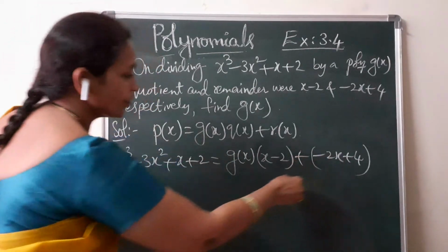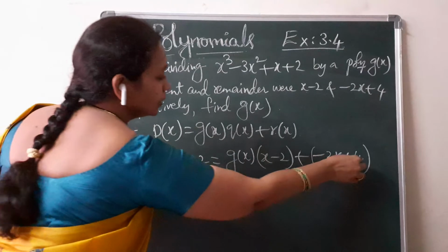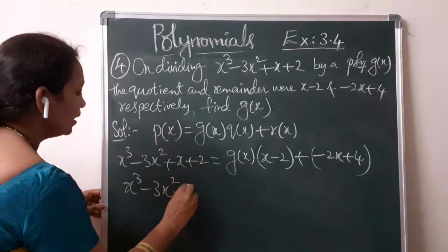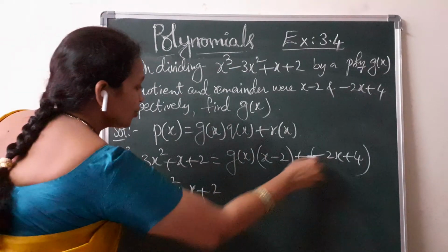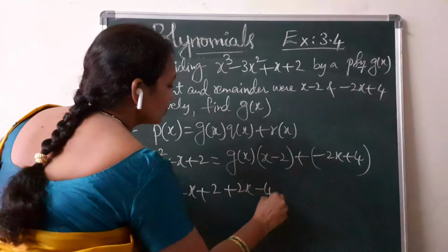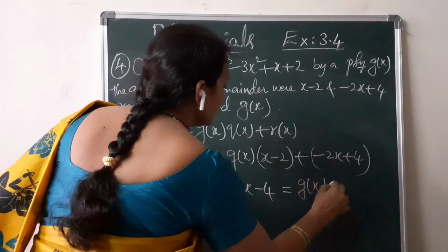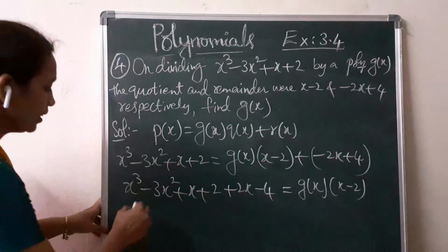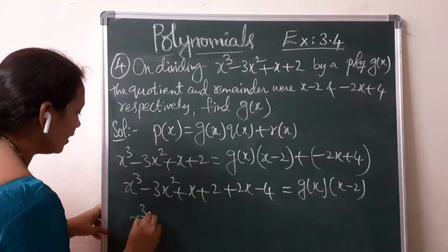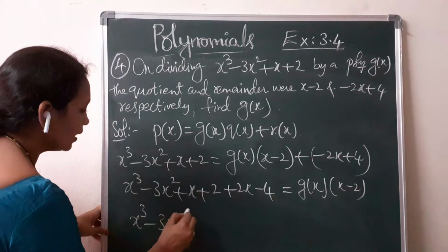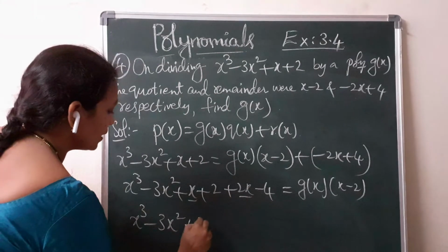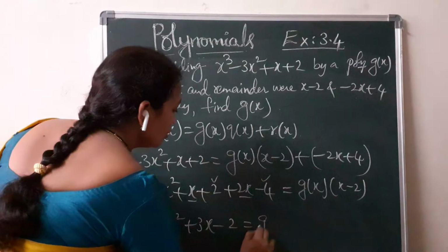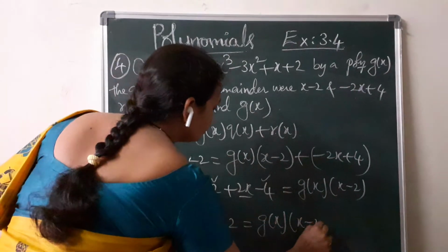That's why transpose first addition symbol term to the LHS. So it becomes x cube minus 3x square plus x plus 2 minus 2x becomes plus 2x and minus 4 is equal to g of x into x minus 2 will be left over. This term will be transposed to LHS. Then like terms can be added. So x cube minus 3x square plus x and plus 2x becomes plus 3x and 2 minus 4 becomes minus 2 is equal to g of x into x minus 2.